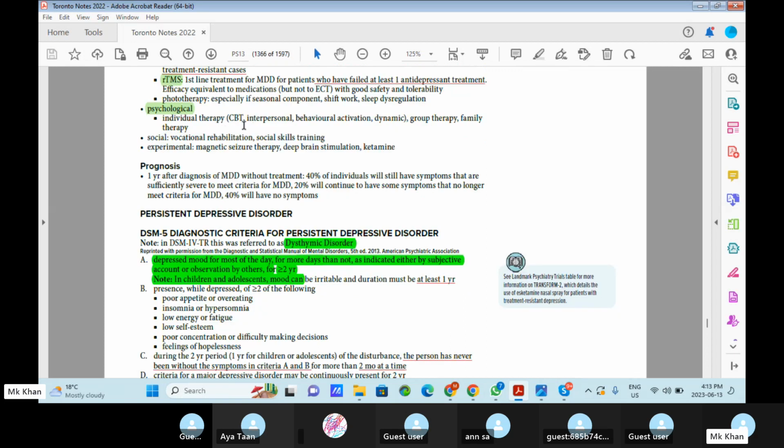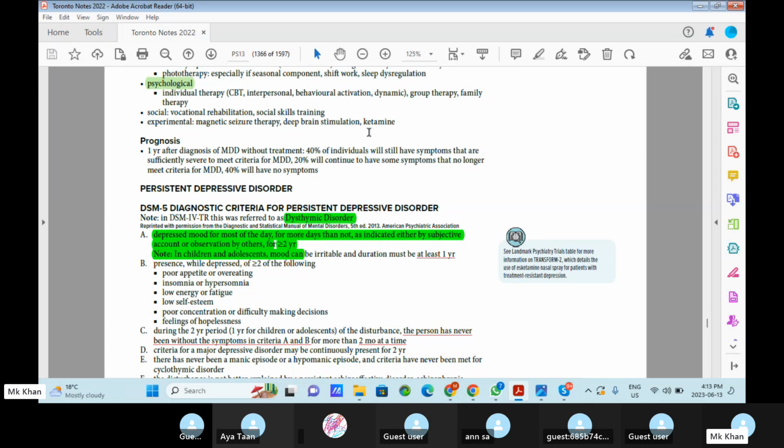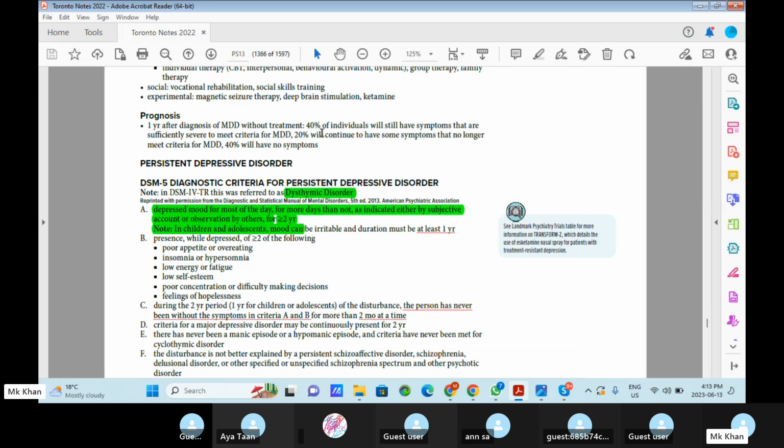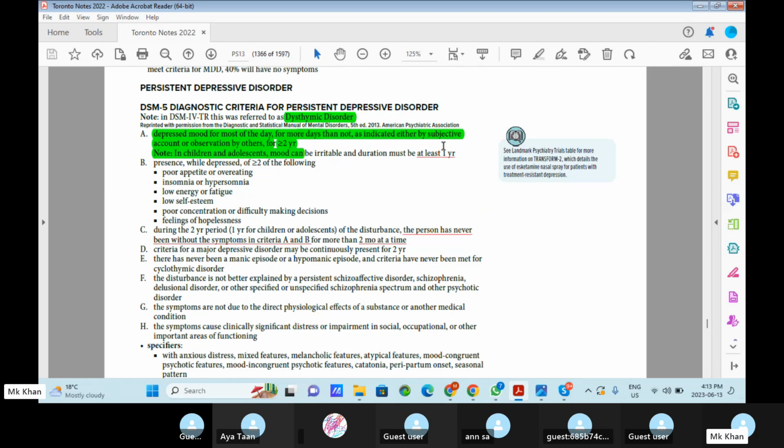And then the psychological therapies, the CBT and all those therapies, social, experimental, these all. So the prognosis after 1 year without treatment: 40% will still have symptoms, and then 20% will continue to have symptoms. So this is just the prognosis.